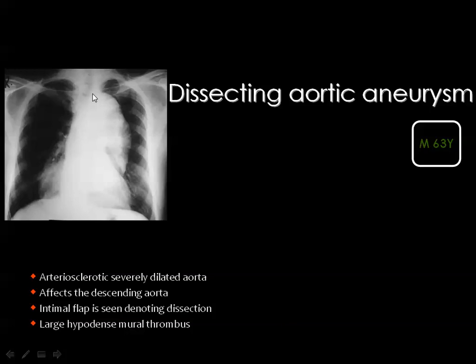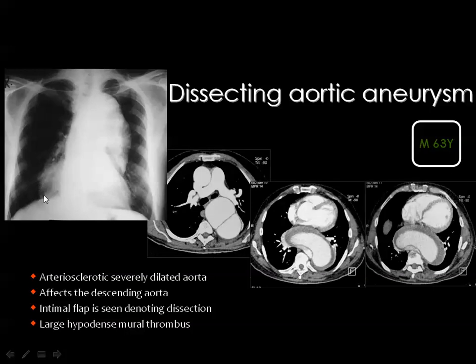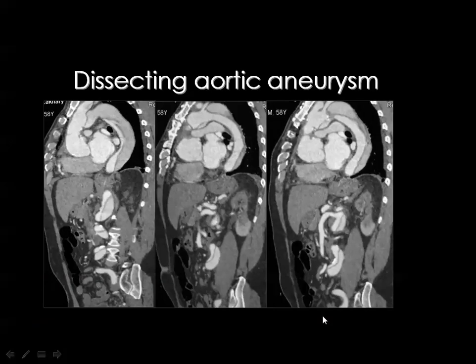Then here you see that the shadow of the aorta is markedly dilated and tortuous going across the mediastinum. And this has been confirmed by CT. This is the descending aorta, which is aneurysmally dilated with a linear intimal flap inside, meaning that this is a dissecting aortic aneurysm. And this is the rest of the aorta, which is going across the mediastinum, showing mural hypodensity representing thrombosis, as well as linear hypodensity representing the dissecting intimal flap.